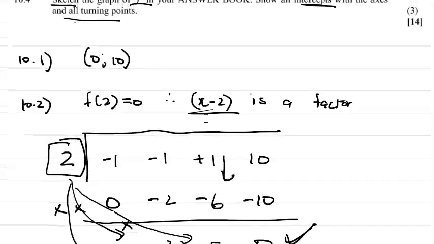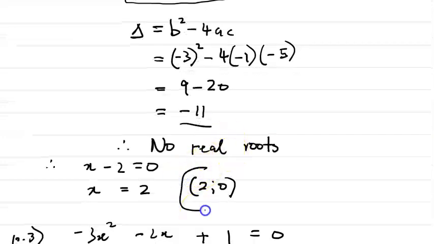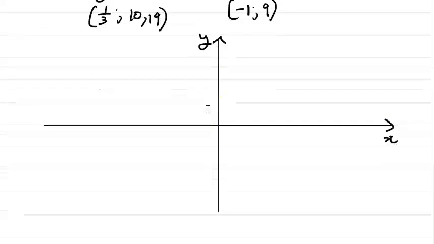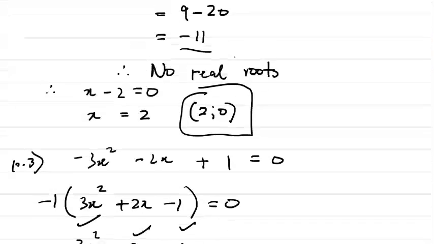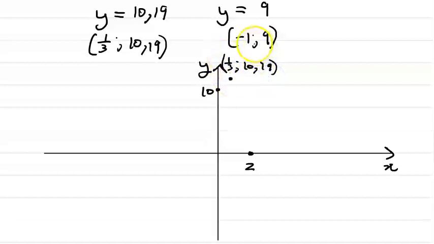Let's start off by putting our x-intercept and y-intercept. So our x-intercept, remember, is 2 and 0. So I'm going to put the x-intercept, and I'm also going to put in the y-intercept, which is 0 and 10. Remember I said I'm not drawing this to scale, so 2 and 0, so that's 2, and let's put it here 10. Okay, so that's the y-intercept. Then the next values that I'm going to put in are the turning points. So 1 over 3 and 10.19, let's estimate it to be somewhere there, and then negative 1 and 9. Negative 1 is here, and 9, let's say, is somewhere here.